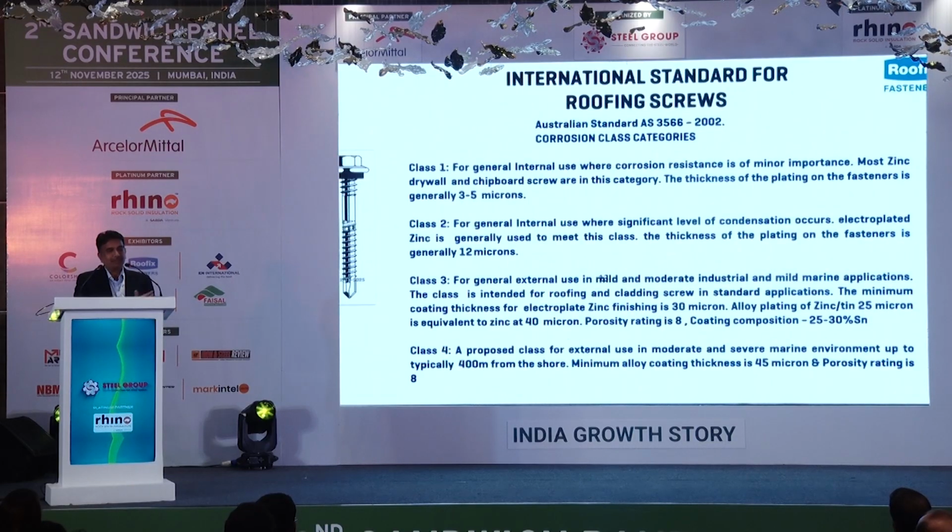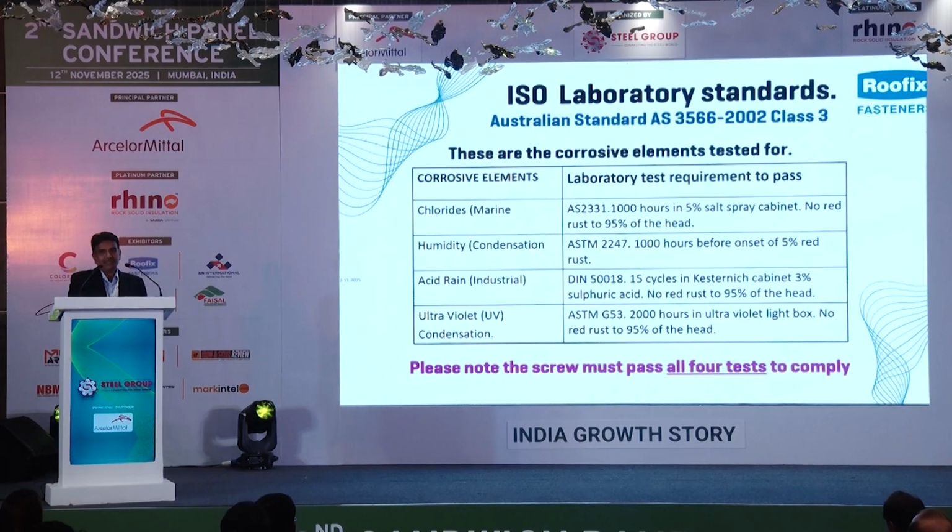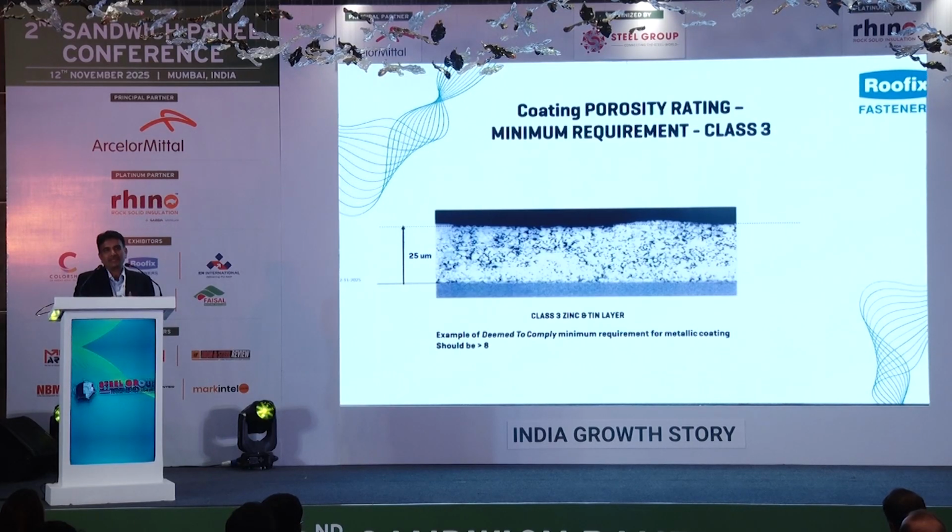And in the standard, there are various classifications given. We normally in India like to use class 3 fasteners for all our installation. These are the basic requirements for the self-drilling screws in class 3. To meet the class 3 standards, these are some of the tests which are required: the salt spray test has to be 1,000 hours, the UV testing needs to be 2,000 hours, the Kesternich test has to pass 15 cycles, the humidity and condensation has to pass 1,000 hours, and the porosity rating of the coating should be more than 8. So there are very few fasteners available in India passing all these standards.